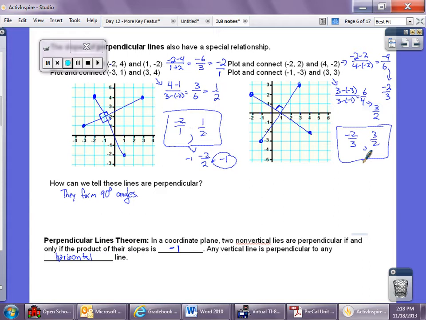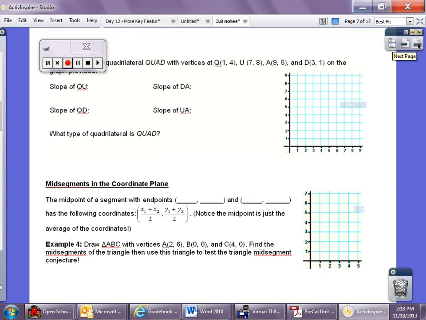So if we look at example 3 here, we can draw this quadrilateral and find the slopes. Q is 1, 4. U is 7, 8. A is 9, 5. And D is 3, 1. So we can connect this back to Q. Now you can look at it and figure out what shape it is, but we can use the slopes to determine what type of quadrilateral this is.